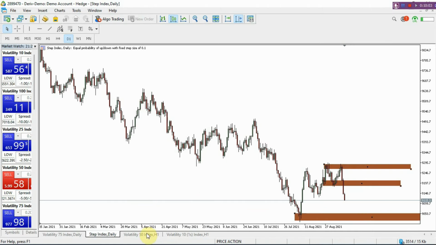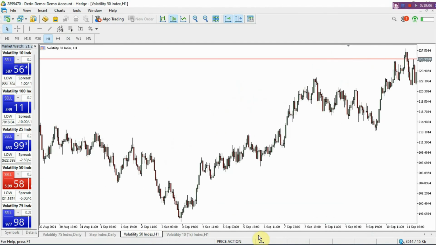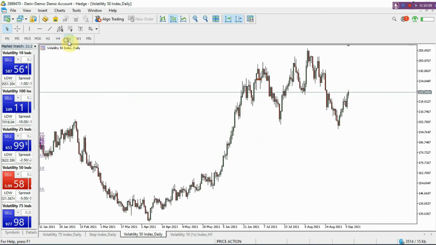Then moving up to my VIX 50 index for this week. On my D1 time frame, I saw it was kind of like a little reversing process going on.